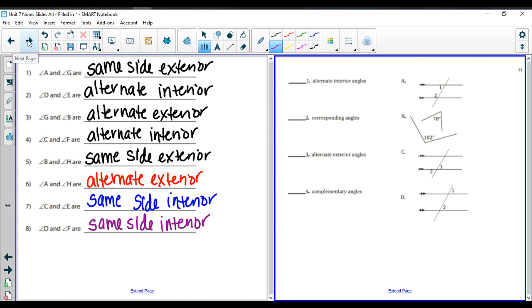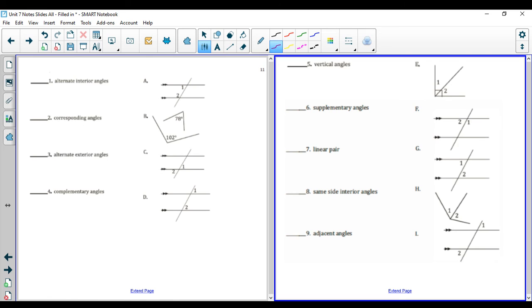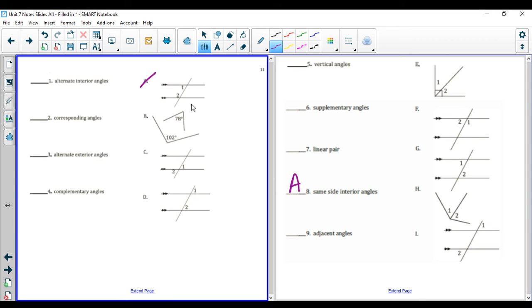All right, and for the last part, again, this one is a long one, so we're on page number 11. We're looking for all these different words, so I'm going to suggest that we take a look at the picture and work backwards, because I think it's easier than looking at the word and then trying to figure out what the letter would have to be. So if we're taking a look at letter A, I see parallel lines. I notice that we're on the same side, and I also notice that we are interior. So we're going to call those same side interior angles. That's going to go over here with number 8. Letter A goes with number 8.